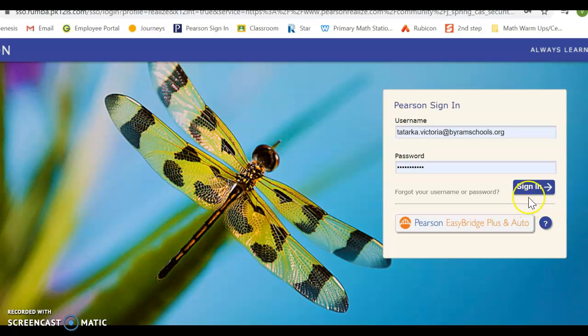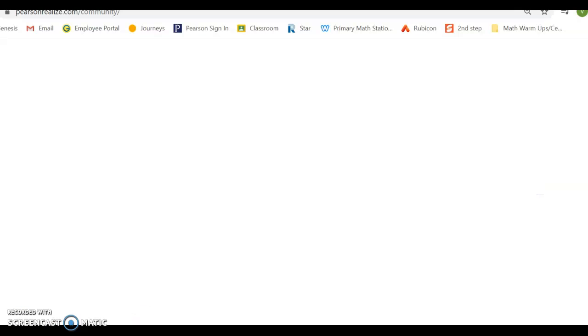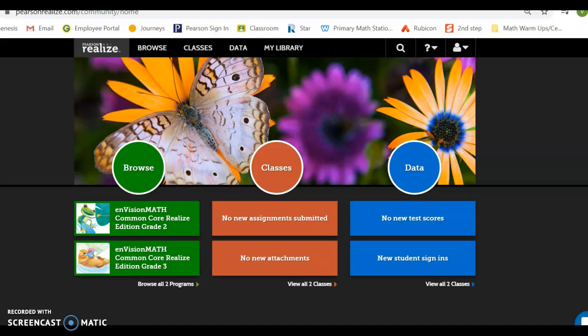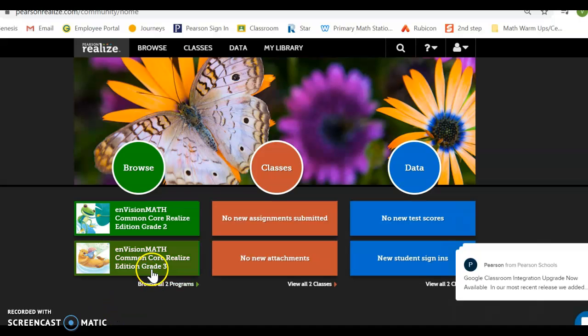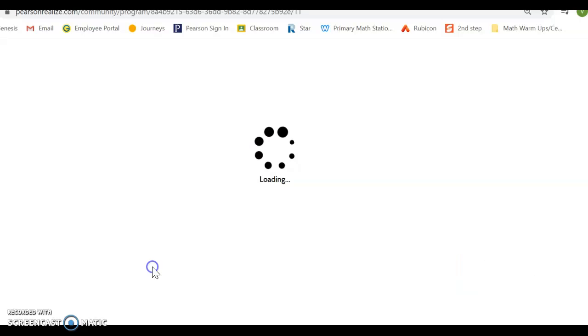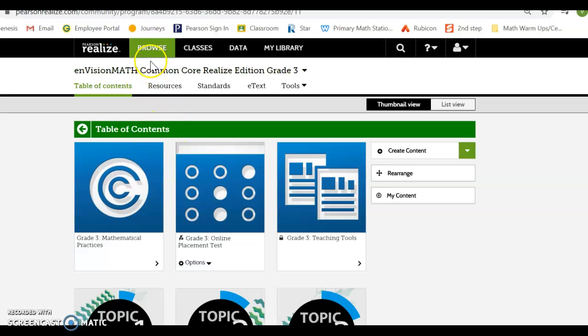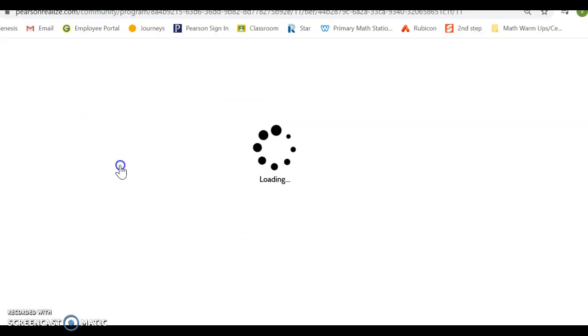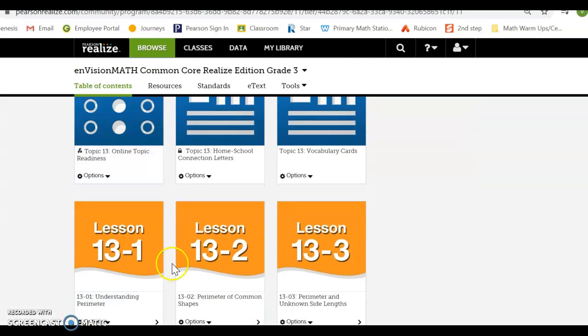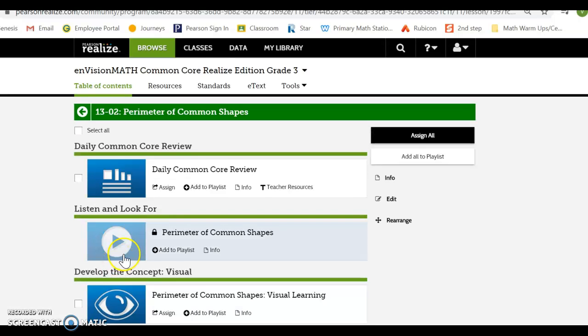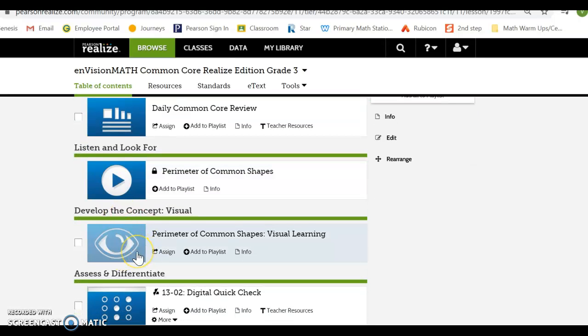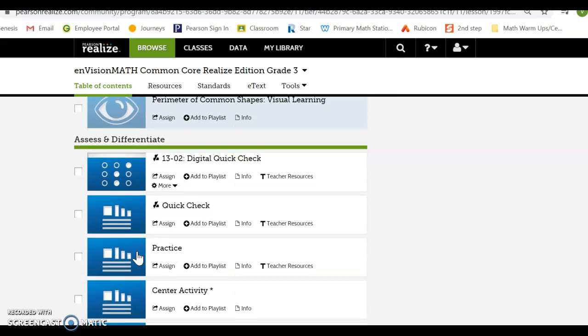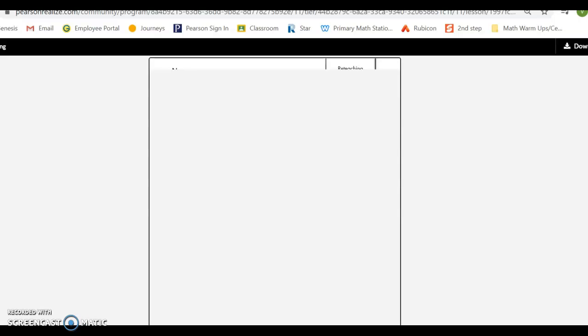So, if you look, I'm going to log into Envisions. If you get stuck logging into Envisions, go to an old quick check in Google Classroom, and this will help the website to load because I know Envisions can be glitchy with the student logins. So I'm up at Browse. I'm going to topic 13, 13-2, and then first I'm going to watch my video. Then when I come back out, I'm going to open up the reteaching page.